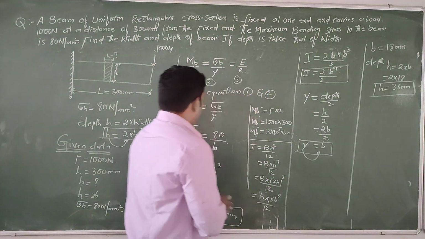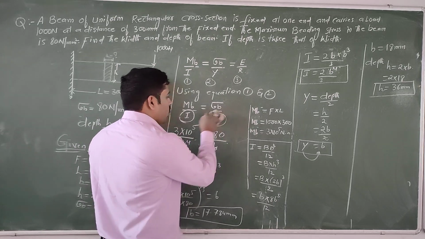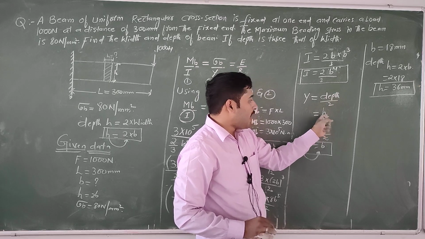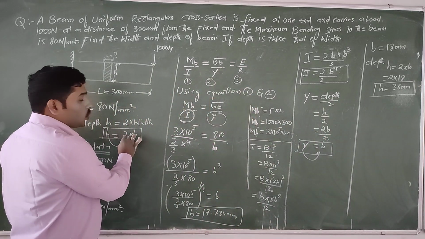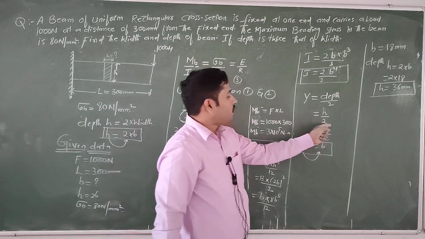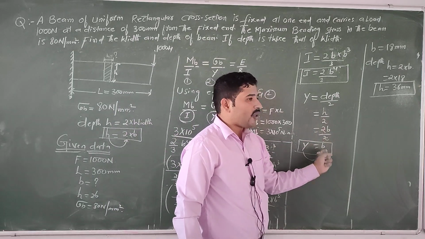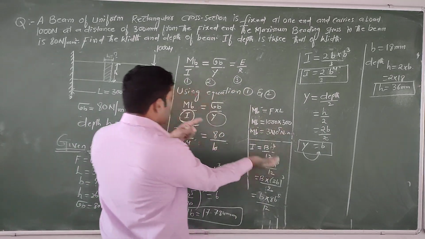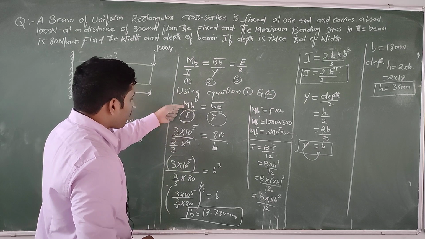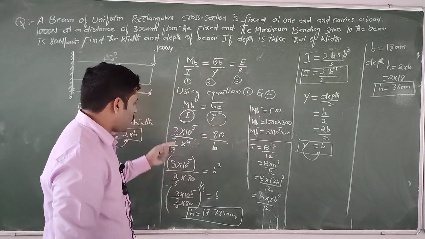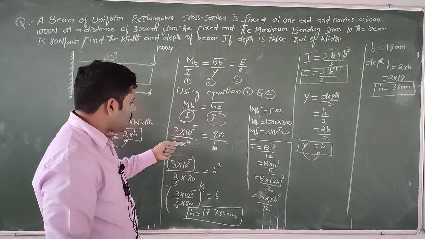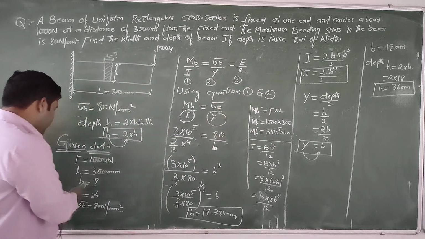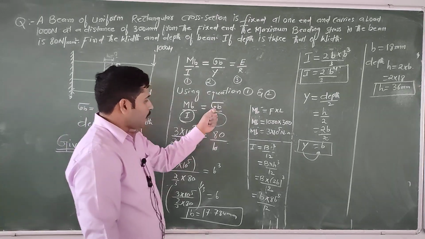Again, we need to find the value of y. The y value is depth by 2, depth is H by 2. H value is equal to 2 times breadth, so 2 times breadth by 2, then you will get the value of B. If you are getting this value, you need to substitute in this equation. Mb value is 3 into 10 power of 5 and I value is 2 by 3 into B power of 4, equal to bending stress, already given as 80 Newton per mm square. Keep as it is only.